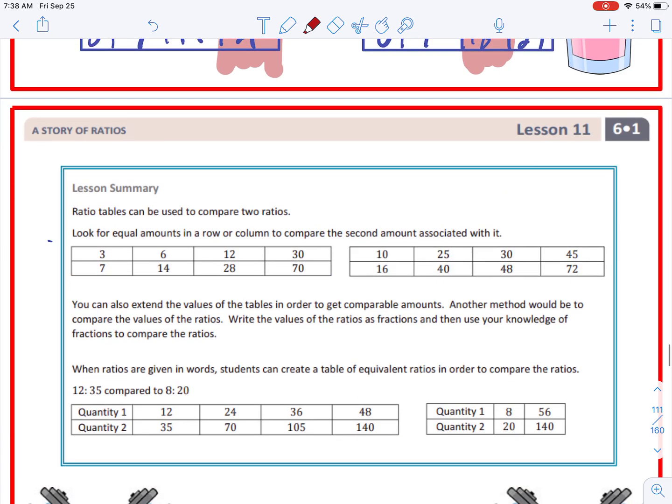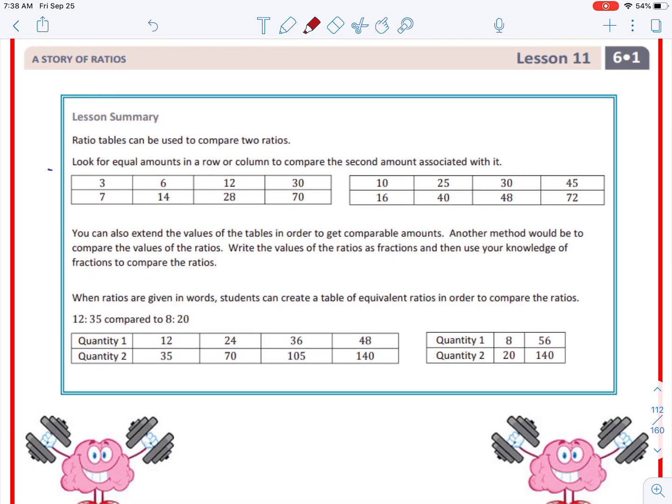All right, guys. The lesson summary: ratio tables can be used to compare two units. You can also extend the values of tables in order to get comparable amounts. Another method would be to compare the values of the ratios. You find the value, the smallest number or the smallest ratio, and reduce terms as a fraction. Write the values of the ratios as fractions and use your knowledge of fractions to compare the ratios. When ratios are given in words, students can create a table of equivalent ratios in order to compare the ratios. All things we know.